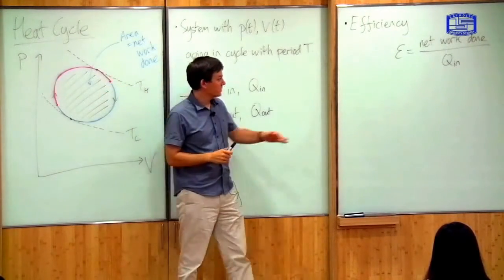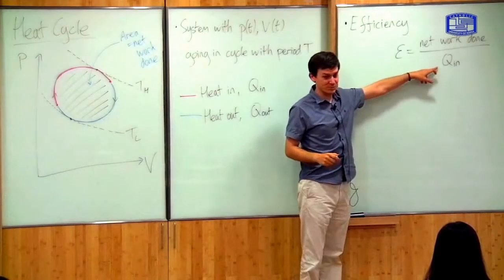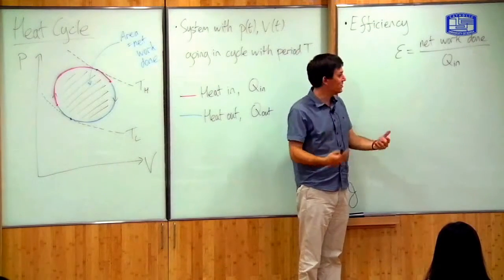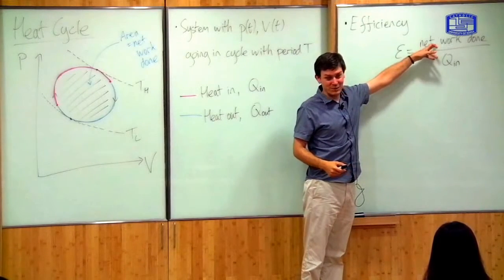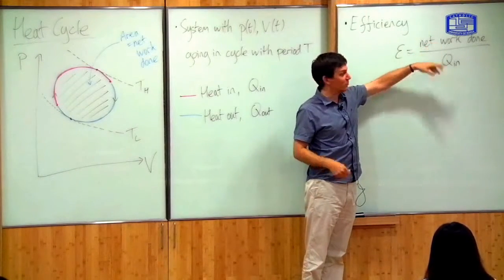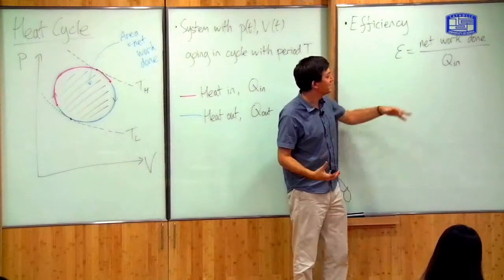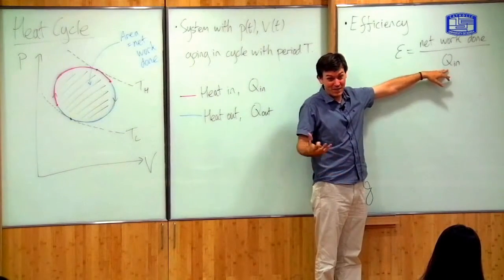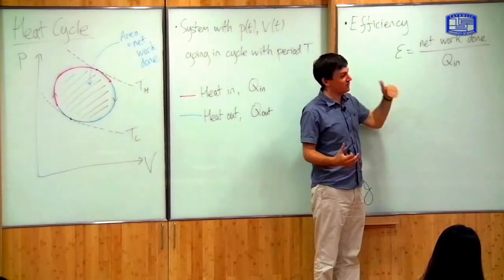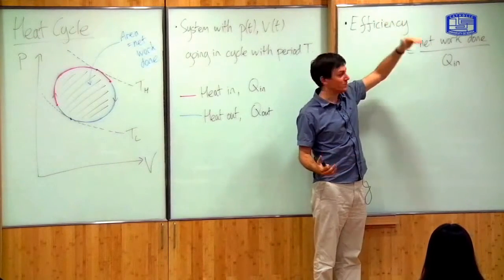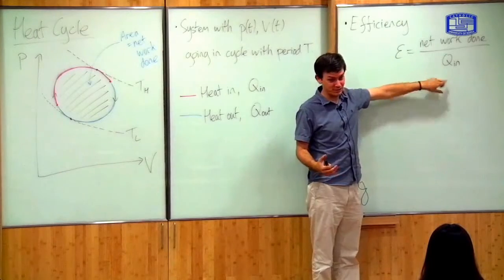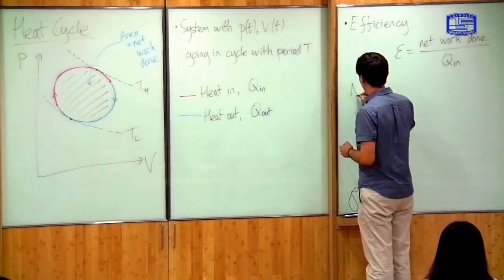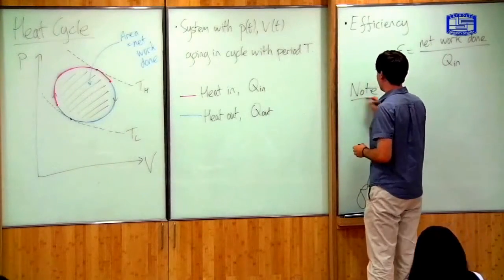So you want to make that as small as possible. The smaller Q in is, the less energy you have to give it to produce the same amount of work. So in a good engine, it should do a lot of work for a small amount of heat. That's a good engine. So a good engine will have a high efficiency, because this is a big number, this is a small number. But there's a limit on how efficient your system can be.